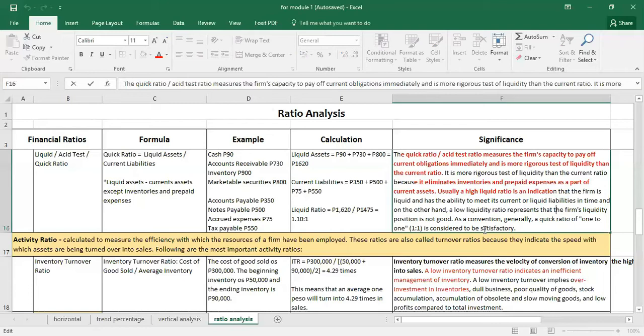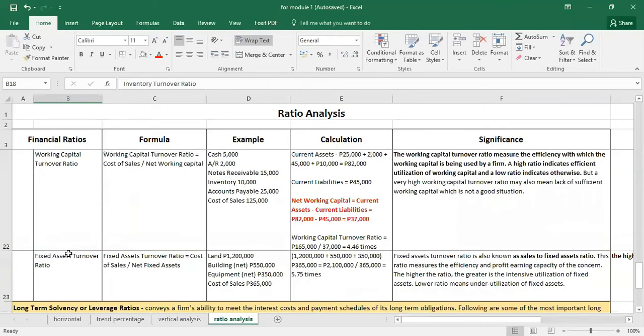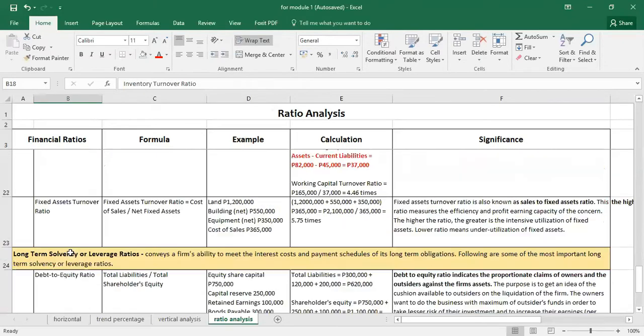So again, kapag masyadong mataas din yung liquid ratio is not a good indication again. Meaning to say, hindi na i-utilize ng maayos at hindi na nagagamit efficiently yung mga assets or yung mga current assets natin. Then we have, konti na lang to. Okay, konti na lang siya.